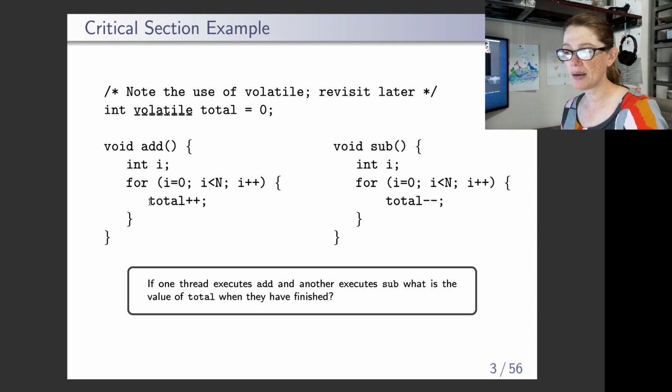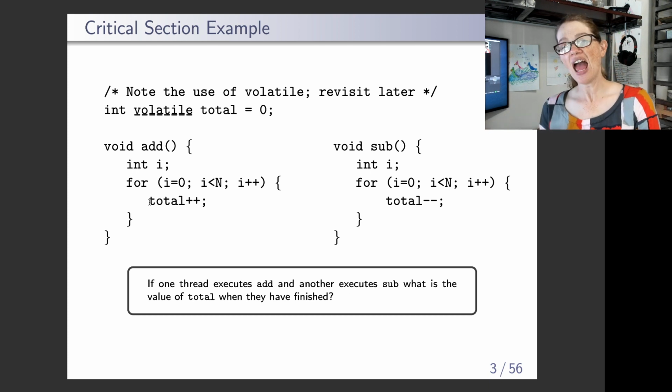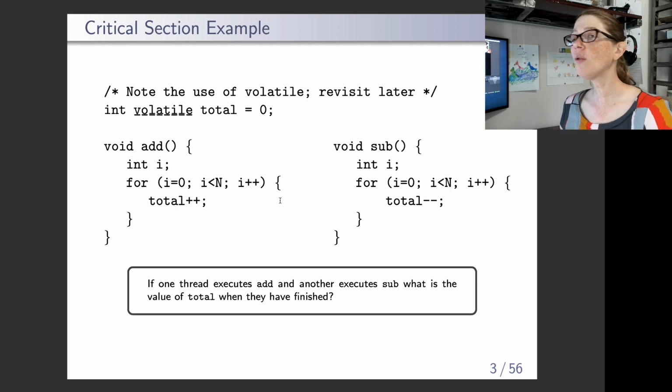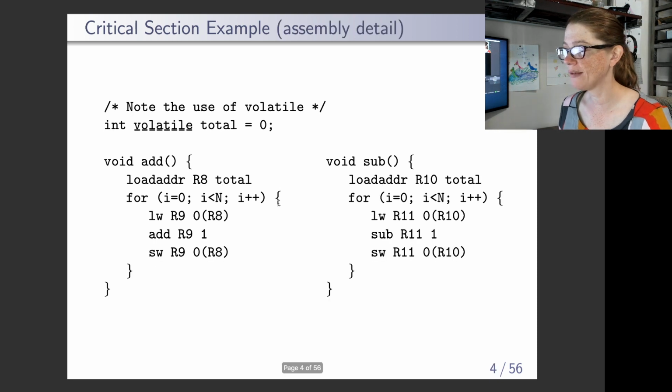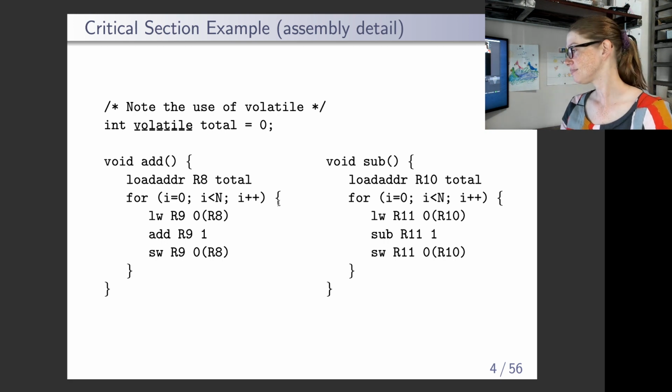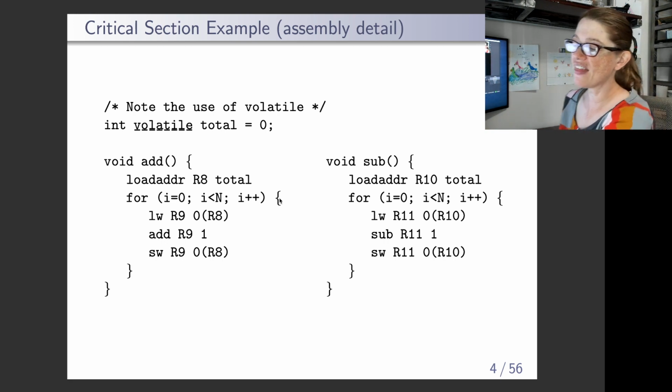End of discussion. Except this is C, and unfortunately, many lines of C code do not translate to a single line of assembly code. And this total plus plus is one such line. So if we expand that into the assembly, what we're going to see here is that our total plus plus actually expanded into 4 different lines of assembly.